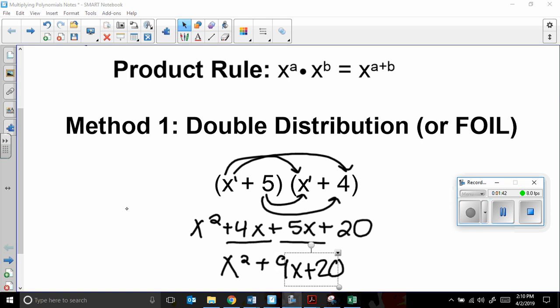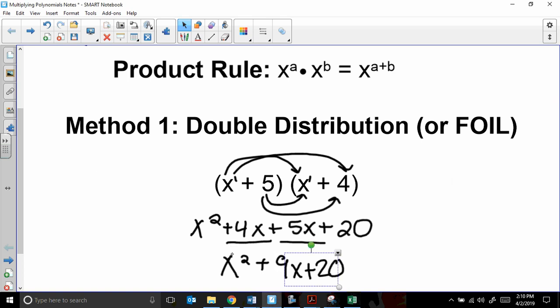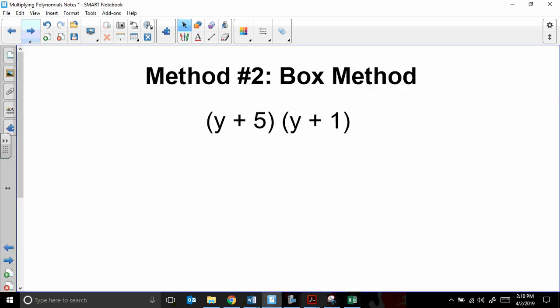All right, so now this is your final answer, x squared plus 9x plus 20, okay? So now I'm going to show you the second method, which is the box method. And you're kind of doing the same thing, but it's just another way to organize the information. So in the box method, you actually have to draw a box. And so because there's 2 terms here and 2 terms here, you want a 2 by 2 box.